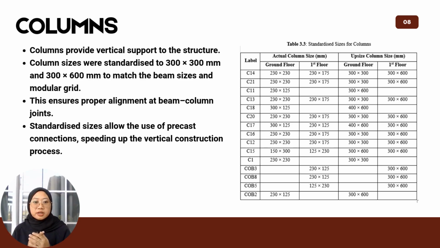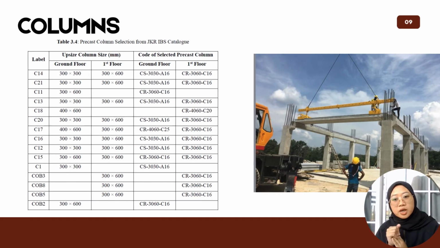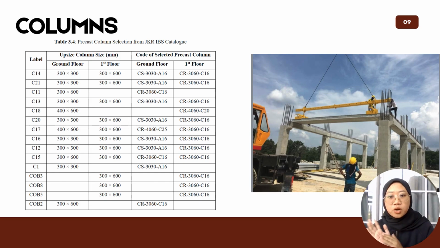I attach the table of the standardized size for the column, from the actual to the upsize following the JKR standard. Next, I also list the code of the selected precast for the column.